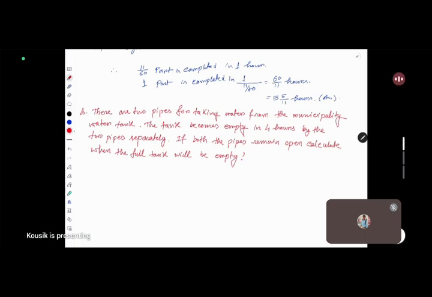There are two pipes for taking water from the municipality water tank. The tank becomes empty in 4 hours by each pipe separately. If both the pipes remain open, calculate when the full tank will be empty. Similar to the previous question, where two workers A and B work together, in this question there are two pipes. If they work together, how long will the whole tank take to empty? Just follow the same method.